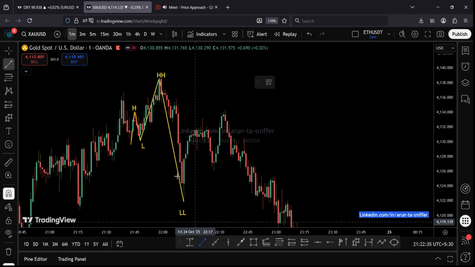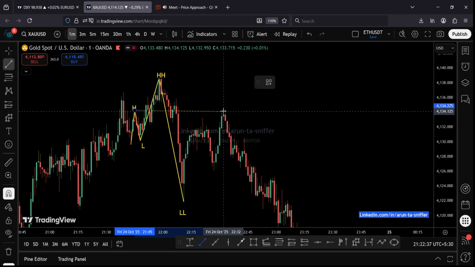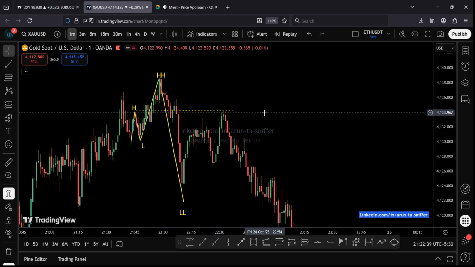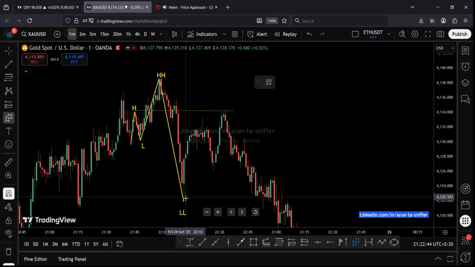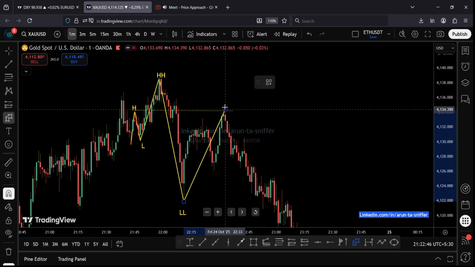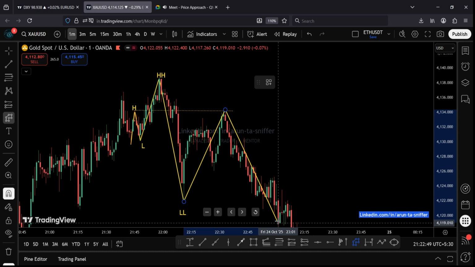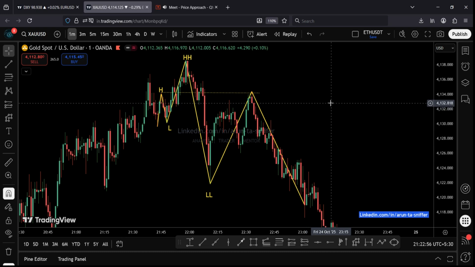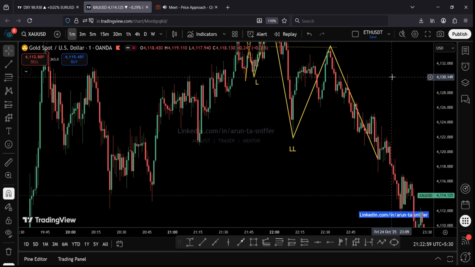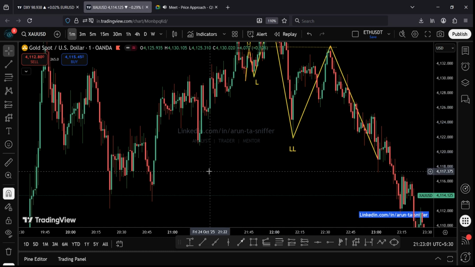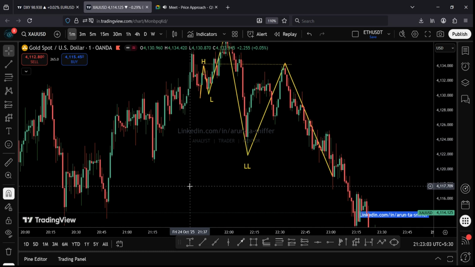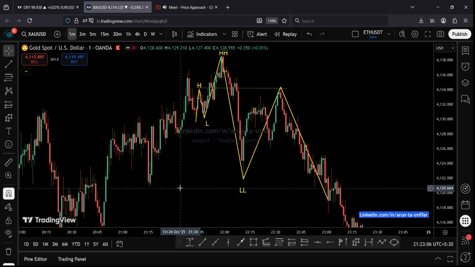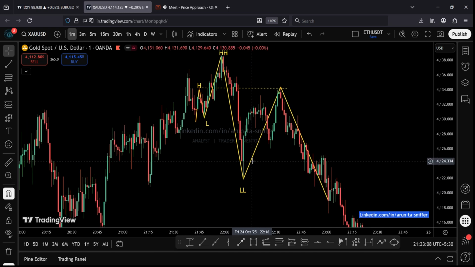and this will be our QM level, right? Price goes back up here, QM level, and falls, right? This is our example of QM level. And let's find a bearish example. This was a bullish example, and now we will find a bearish example.